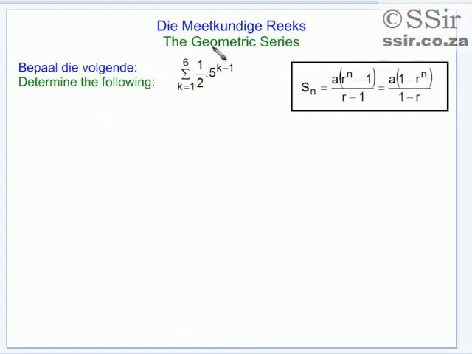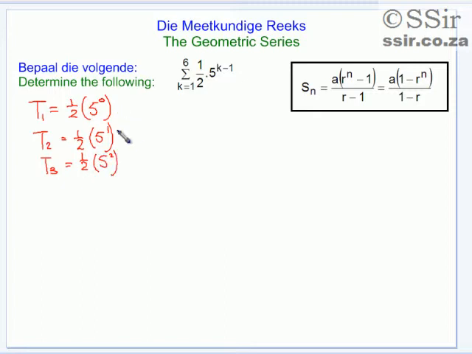Determine the following. Here we once again have a sigma notation. When we have a sigma notation, we know we must add. So let's write down the first term. The term is going to be a half times 5 to the power of 1 minus 1, which is 0. Term 2 will be a half times 5 to the power of 2 minus 1, which is 1. Term 3 will be a half times 5 to the power of 2.